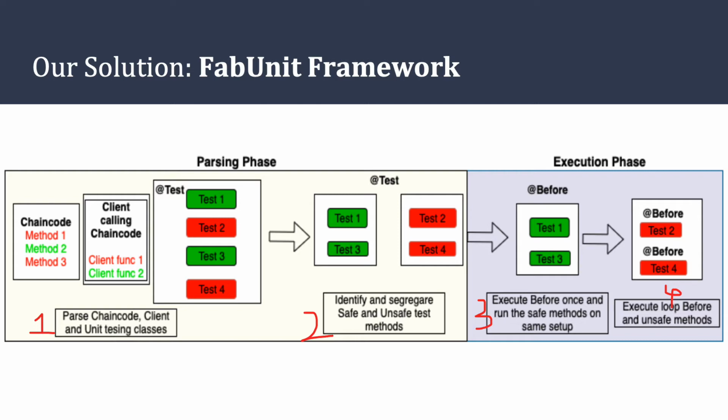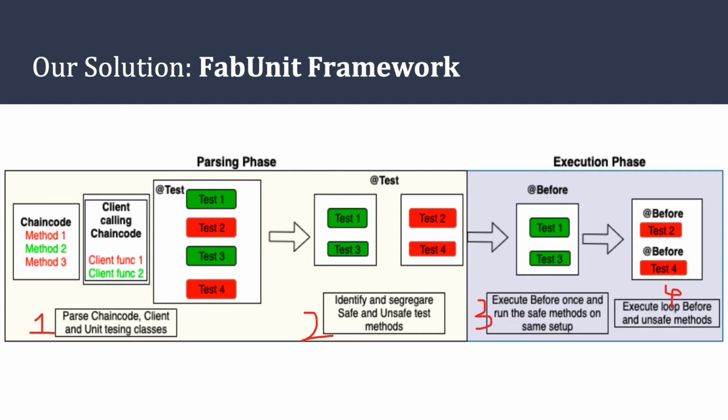Before we dive in, let me first define the safe and the unsafe methods. Safe methods are the functions which do not alter the state of the blockchain. Read operations are examples of safe methods. Unsafe methods are the functions which alter the state of the blockchain. Create, update, and delete fall under this category. Here, red color is used to mark unsafe and green color is used to mark safe methods.